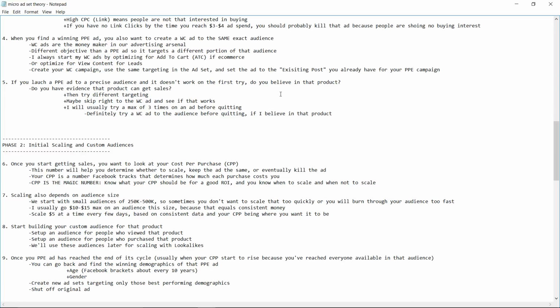And if you believe in that product or that service that you're offering, then it's just a matter of testing out different variables until you find the one that's working. Okay? And you can always try to skip right to a conversion ad if you want to. I'm not saying you have to start with an engagement ad. You can skip right to a conversion ad if you want to and see if that works.